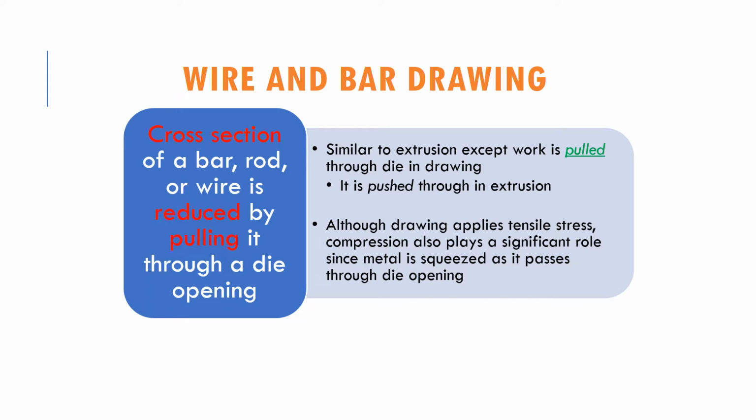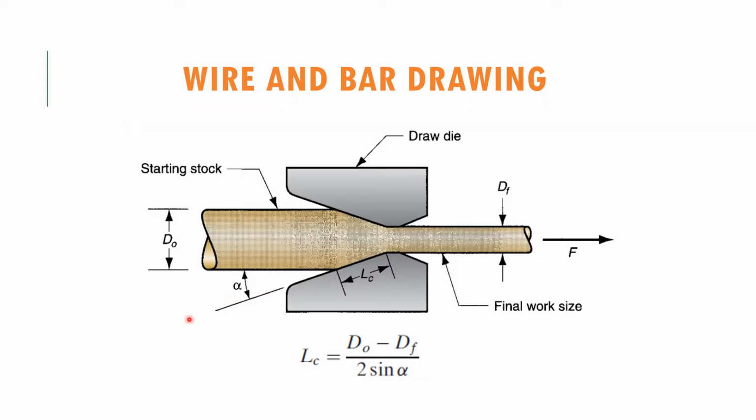Although drawing applies tensile stress, compression also plays a significant role in squeezing the metal through the die opening. This diagram shows the schematic of wire and bar drawing. Here you will see the draw die. This is the die opening, and this is the die angle alpha. Then we have the diameter of the starting stock and the final diameter of the work.